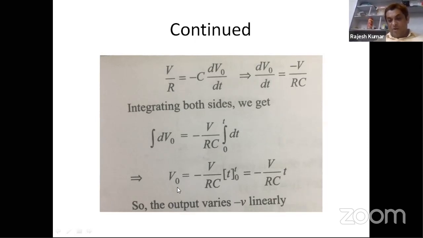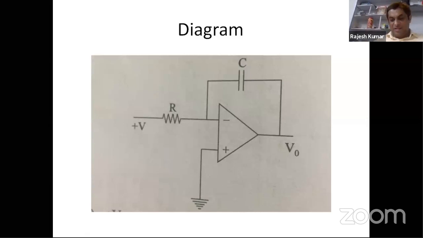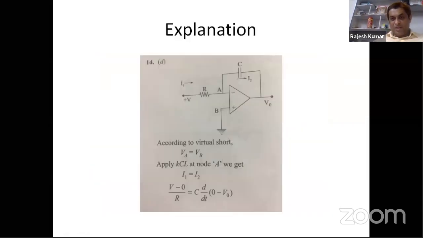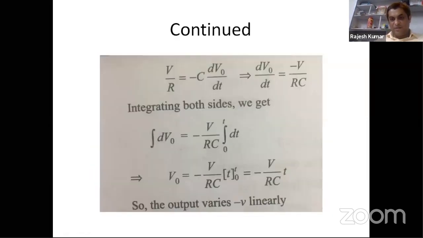Now V naught is proportional to minus V. We can see from this that the output voltage is proportional to minus V volt. So the output varies linearly with minus V. So this is answer D here. Answer D says that the output voltage varies linearly with minus V. This is how we solve these kinds of questions.